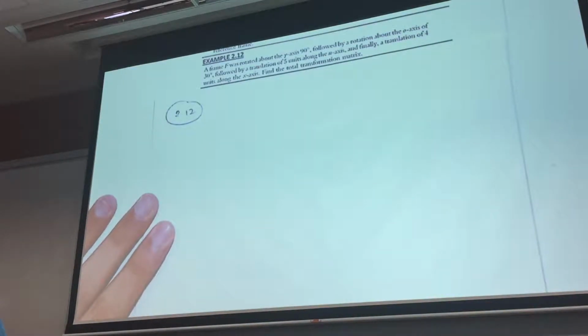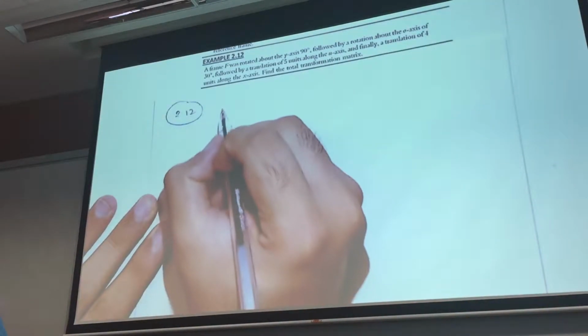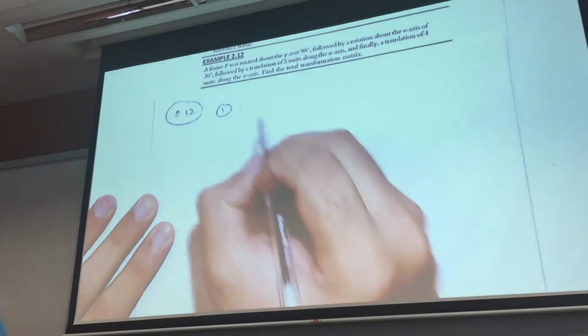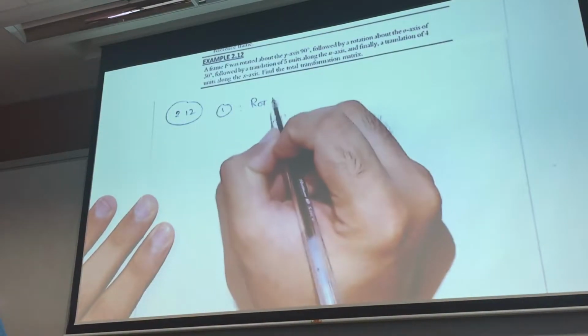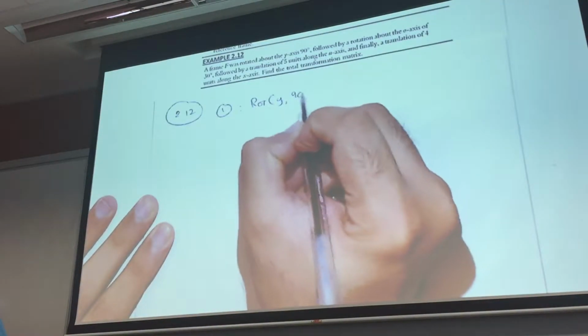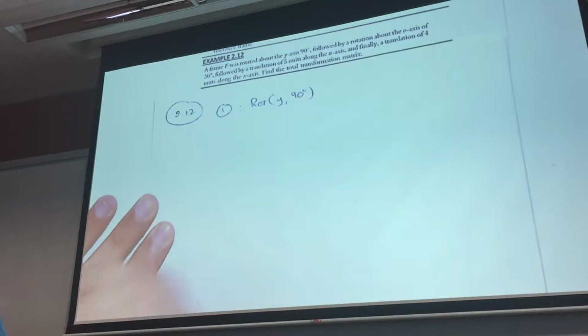Okay, 2.12 states that a frame F was rotated about the y-axis by 90 degrees, followed by rotation about the o-axis by 30 degrees, followed by translation of 5 units along n-axis, finally a translation of 4 units along x-axis. Find the total transformation matrix. So step 1, what is it? Rotation by y-axis by 90 degrees. Right?